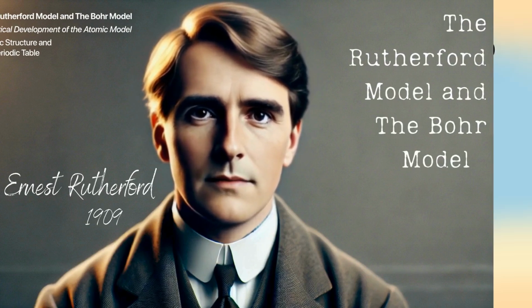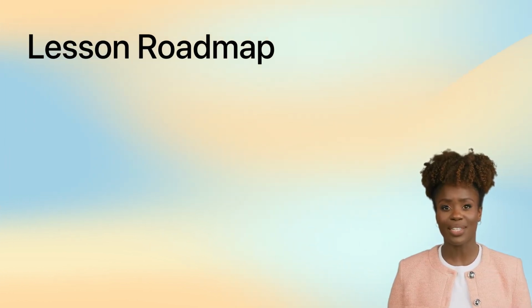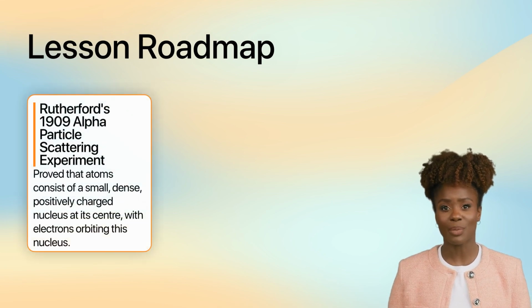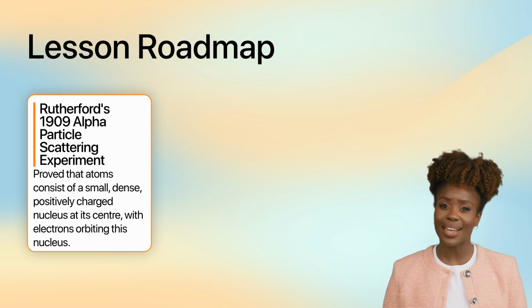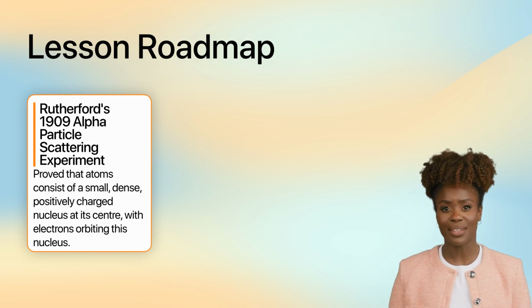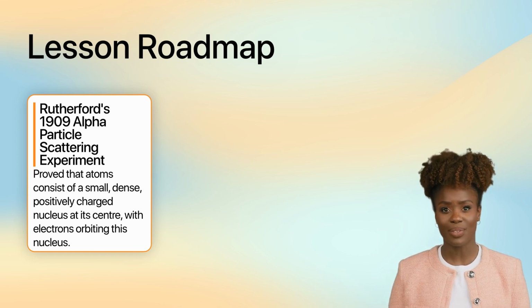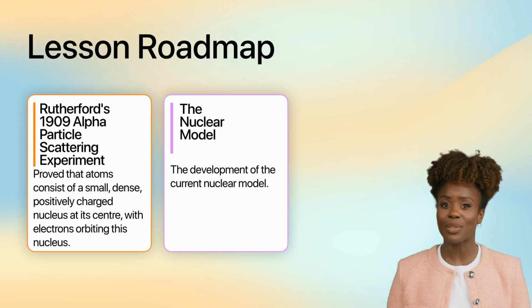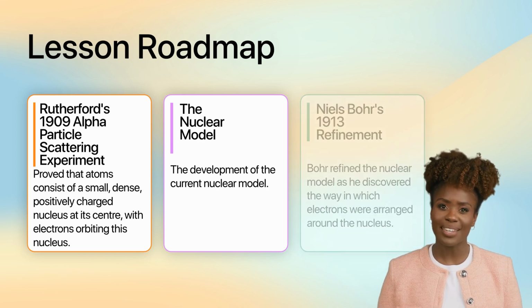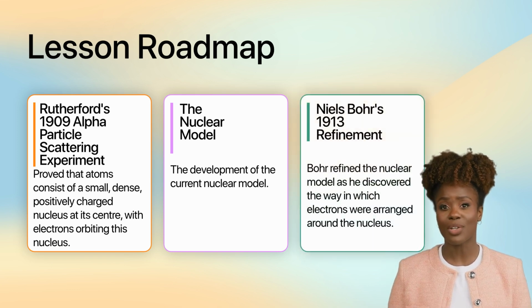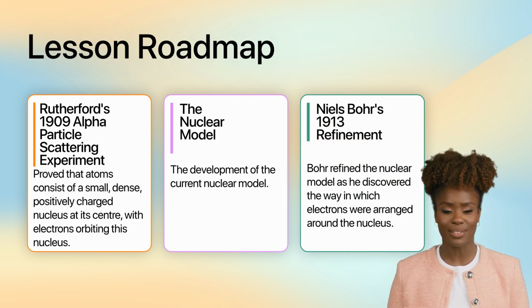Let's begin. Let's build on the topics we covered in our last lesson. In today's lesson, we will continue this exploration by focusing on Rutherford's alpha particle scattering experiment, which proved that atoms consist of a small, dense, positively charged nucleus at its center, with electrons orbiting this nucleus. Secondly, we will examine the development of the current nuclear model in light of the alpha particle scattering experiment. Finally, we will study Niels Bohr's refinement of the nuclear model, as he discovered the way in which electrons were arranged around the nucleus.